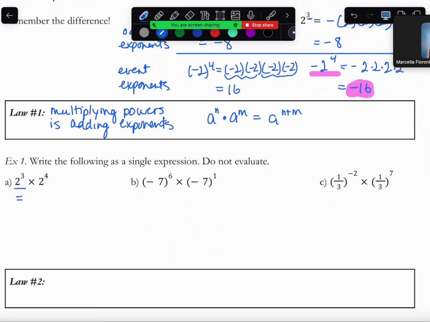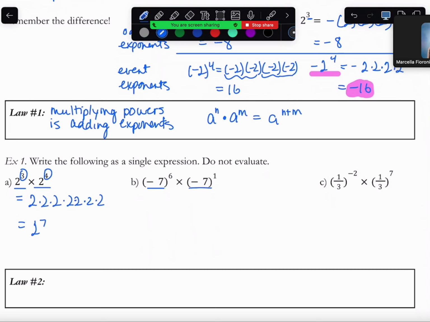2 to the power of 3 is 2 times 2 times 2. Multiplied by 2 to the power of 4, I multiply by 4 more 2's, for a total of 7. Well, I could have just seen that by adding the 3 and the 4 together. As long as the bases are the same, I'm allowed to just add the exponents together.